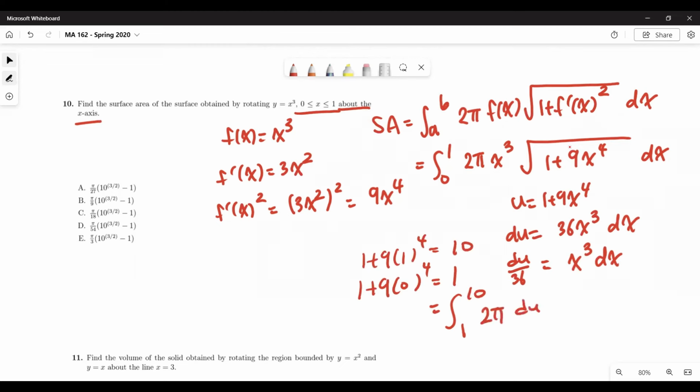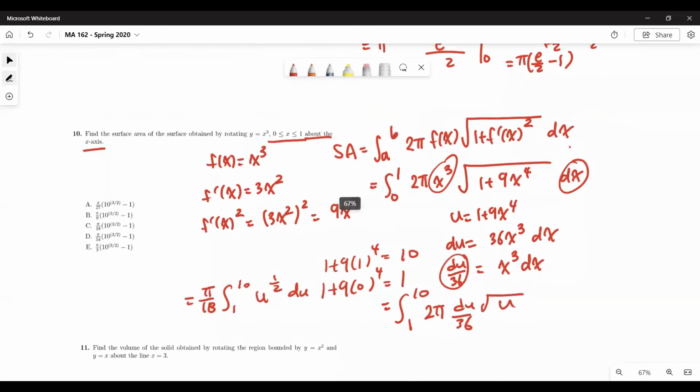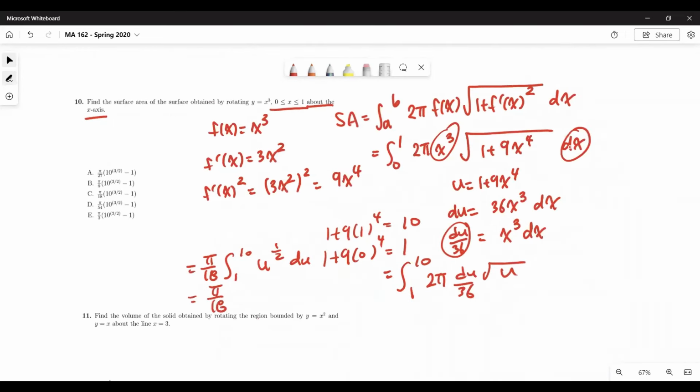du over 36, because we have x cubed and dx, which is equal to du over 36, and then square root of u. So if you rewrite this, this becomes pi over 18, integral from 1 to 10 of u to the 1 half du. So this will be pi over 18, u to the 3 halves, times 2 thirds, from 1 to 10.